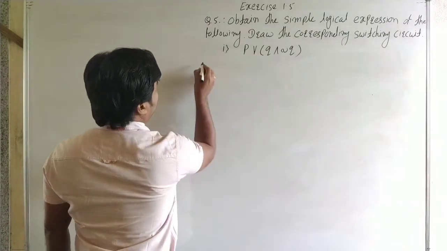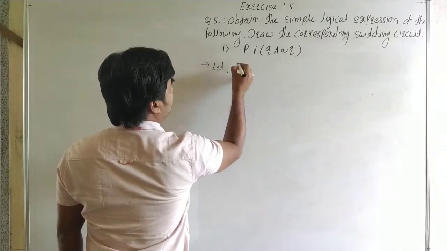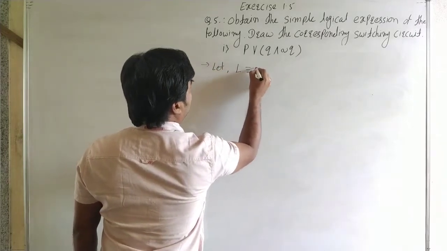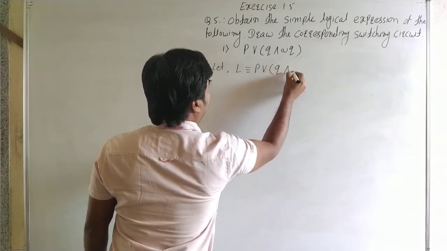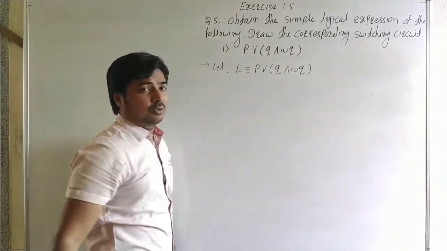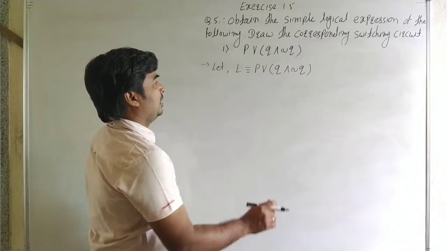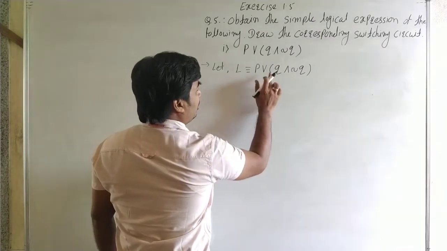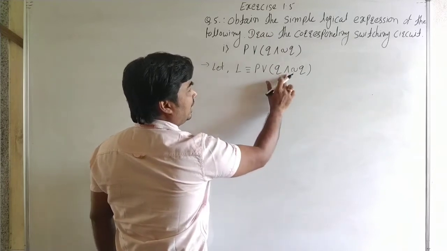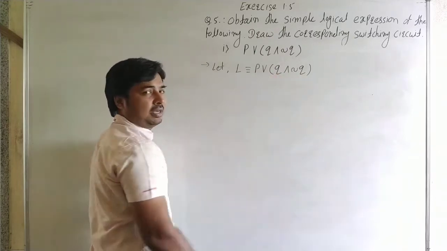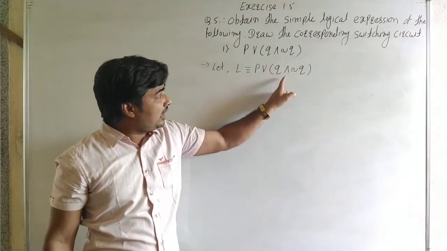Here is the given statement. Let us consider it as L. L is equal to P or (Q and negation Q). Now we apply the algebra of statement on this statement. See carefully, here in P or Q and negation Q there are three statements, with or and and, but in the bracket it is Q and negation Q.